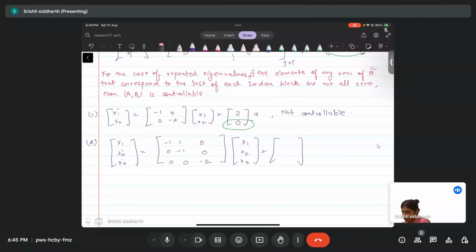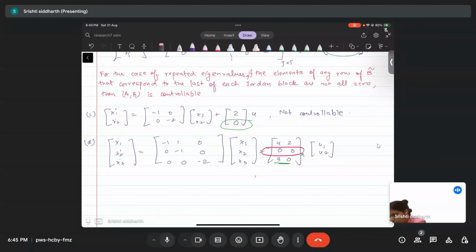And let's say that there were two inputs, U1 and U2. So corresponding to that, the B tilde matrix was found out to be 4, 2, 0, 0, 3, 0. So for repeated eigenvalues, you have to look at the last row, and this was a distinct eigenvalue, so this is non-zero. But this is 0. So it is not controllable. Okay, so I hope this was clear to you.